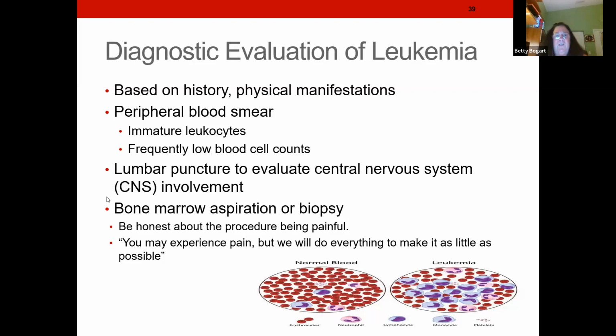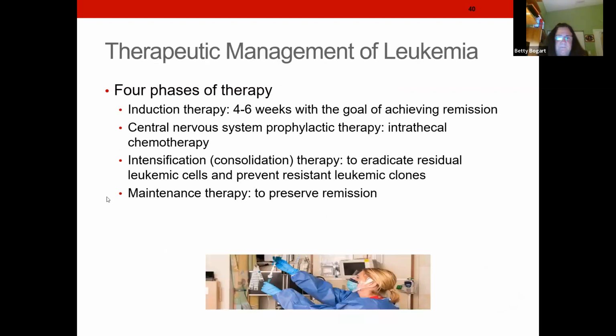So the first thing we do is do a lumbar puncture because we want to see, is it in there? Is it in the central nervous system yet? Or is it just in the blood systems? We're going to be doing that bone marrow aspiration because we want to see what's happening of those blood cells being made. Are they normal or are they not? And of course, they're not. And again, please tell them it's going to hurt.